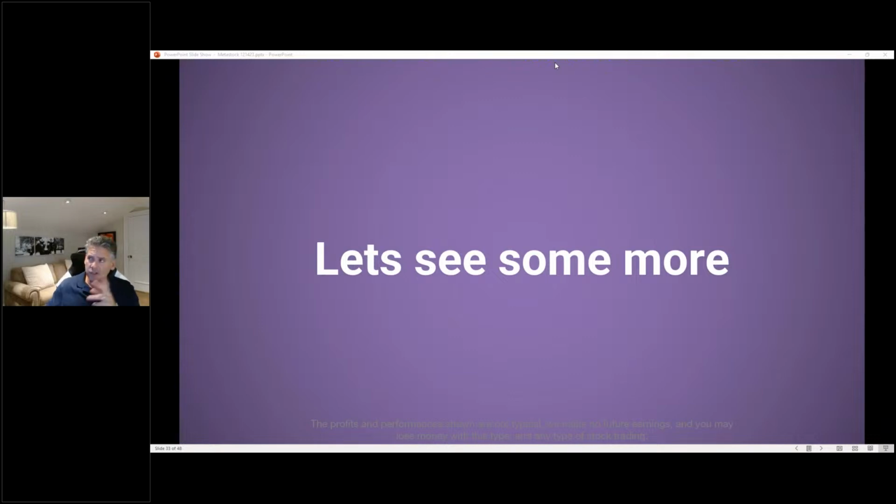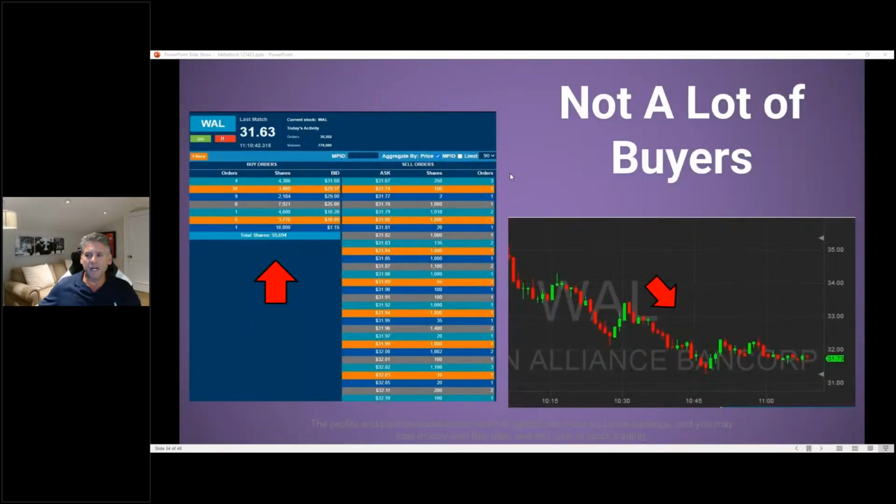Let's look at one more, the stock WAL. Now, there's one more thing I want to show you. Not a lot of buyers. What does that actually mean? You see the buyer side, the seller side. Look at the columns. Look how big the columns are on one side, and the other column's really long. And look at the chart, how it keeps trending down. So not only is there a strategy with iceberg orders and big block orders, but there's also a strategy of looking at the depth of the book. You can see the book is very thin on one side and very big on the other.